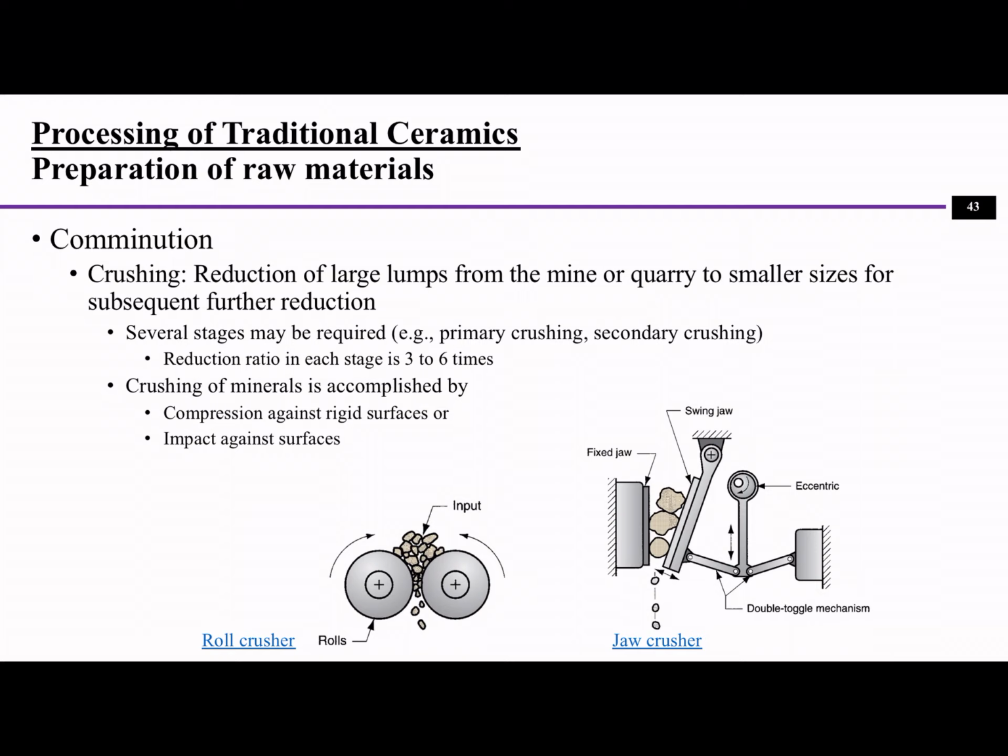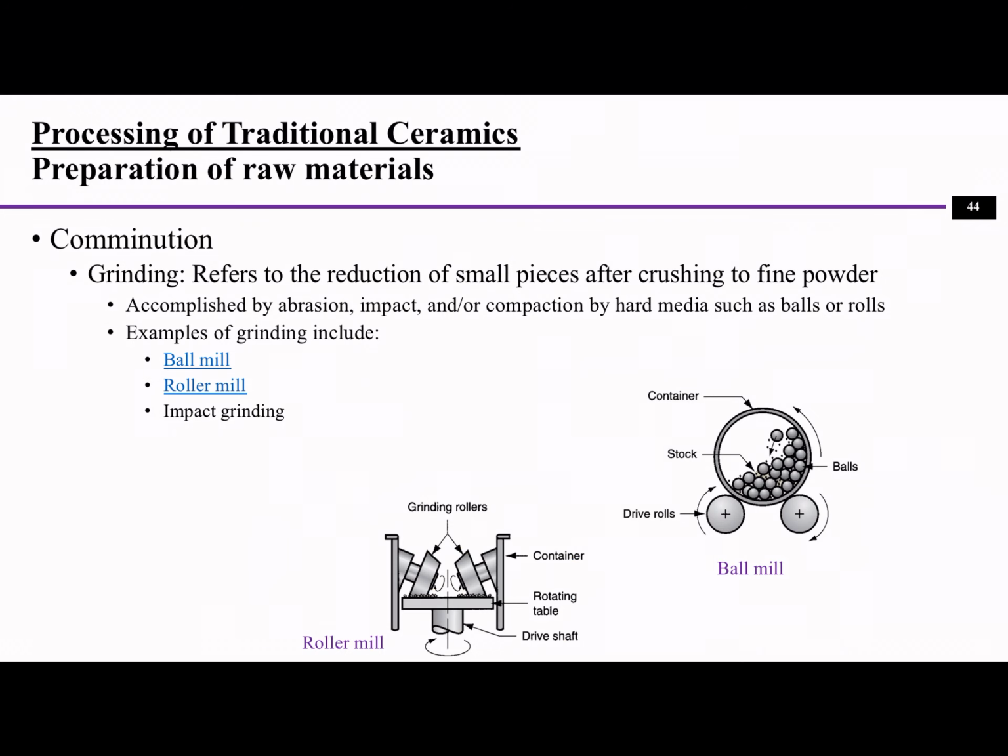You can see how the bigger sizes of the raw materials can be crushed into smaller sizes. Another process is grinding. Grinding means we are using small mills to grind them into very small particles, small shapes. It can be a roller mill or a ball mill. You can see the differences between the ball mill and the roller mill.